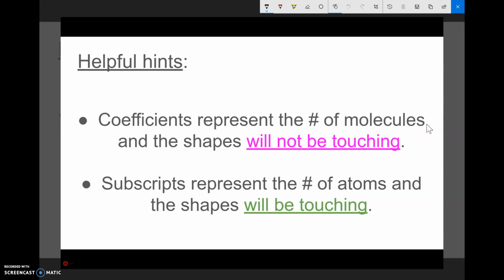Coefficients represent the number of molecules, and when we're looking at the shapes, they will not be touching. So for example, if I have 2 potassium molecules, and I'm representing them using these squares, these boxes, they won't be touching, okay?